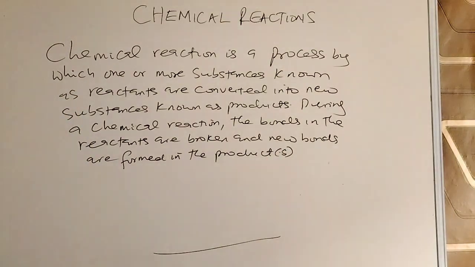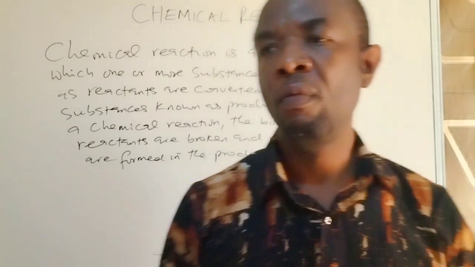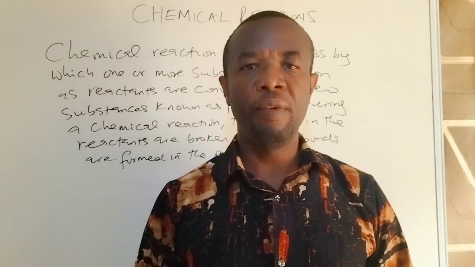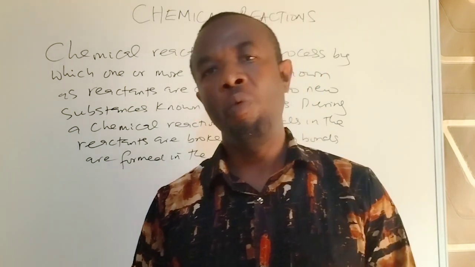So a chemical reaction signifies a chemical change. It's a chemical change whereby a substance is changed to another substance. For example, the first example I used in this class, whereby a piece of iron is exposed to air, after some time the iron turns brownish because the iron has reacted with oxygen as well as water to form rust.